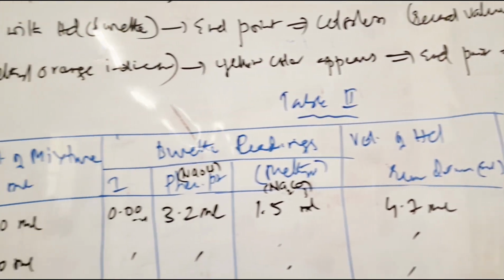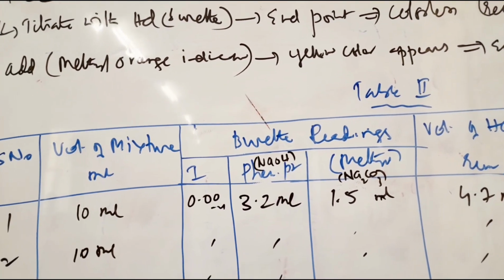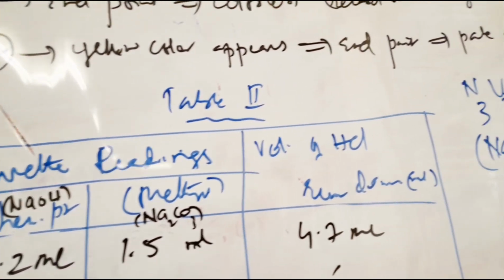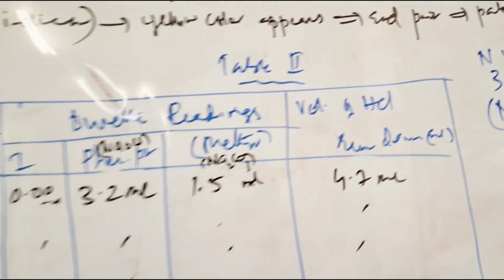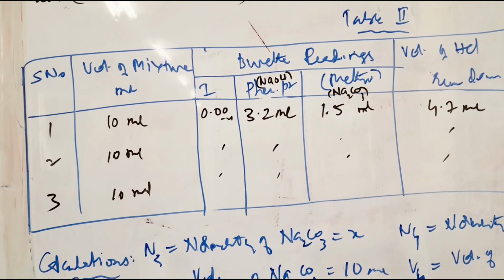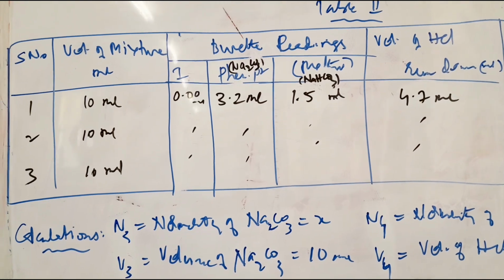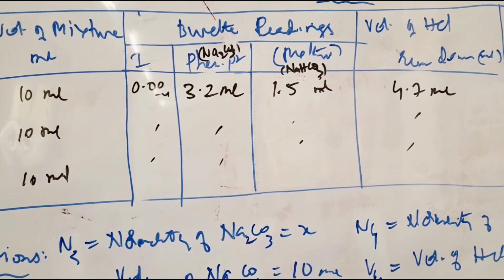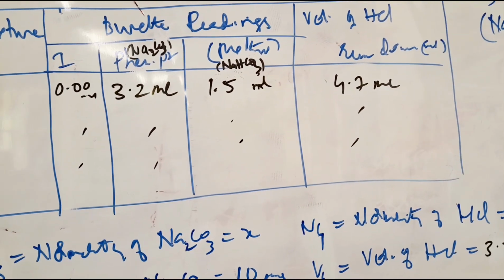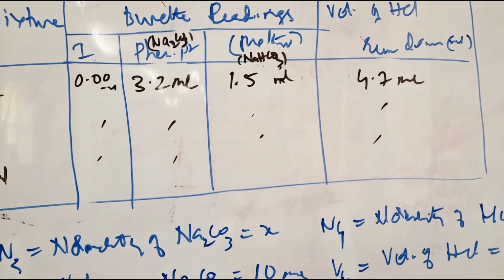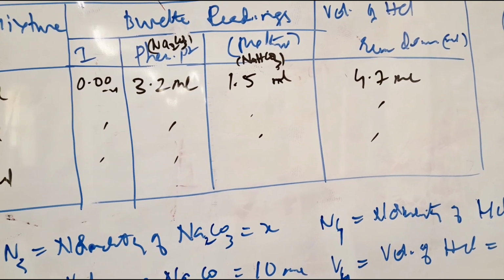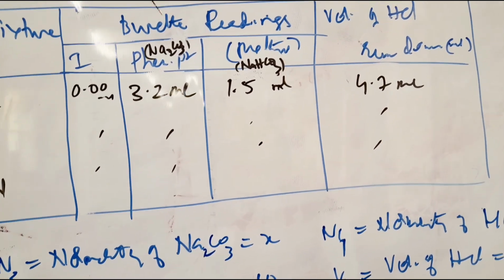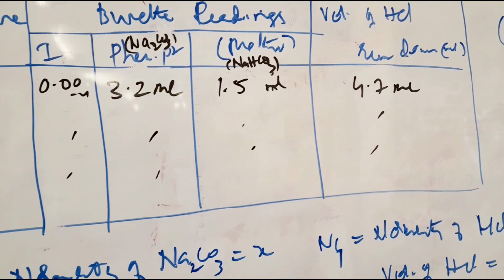And again we continue the titration with HCl from the burette after adding methyl orange indicator, and we get a yellow color. Finally the yellow color changes to pink at the endpoint. This is the two-phase reaction. Now from table 2 we got the values. Volume of mixture is 10 ml, initially 0, the phenolphthalein endpoint for sodium carbonate estimation is 3.2 ml and the final volume is 4.7 ml. So the second endpoint is 4.7 minus 3.2 equals 1.5 ml. So the phenolphthalein endpoint is 3.2 ml for sodium carbonate estimation, and the methyl orange endpoint is 1.5 ml for sodium bicarbonate estimation.